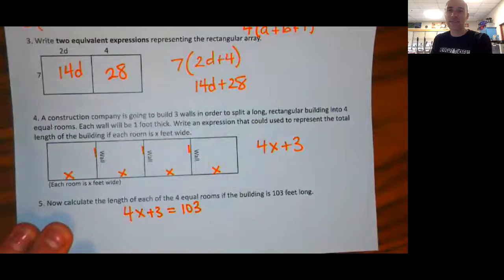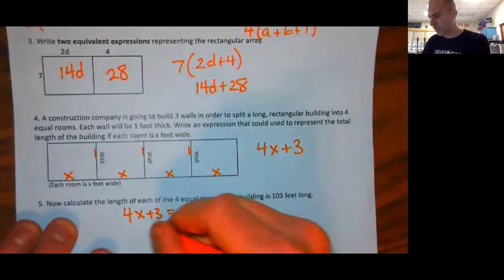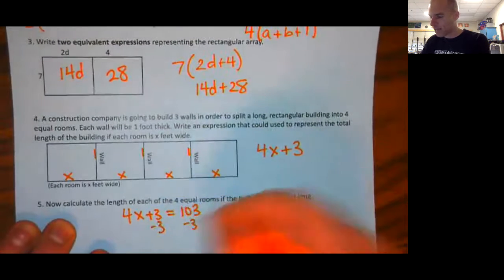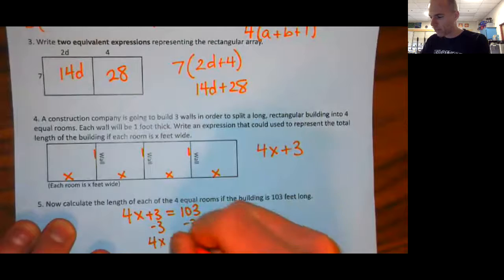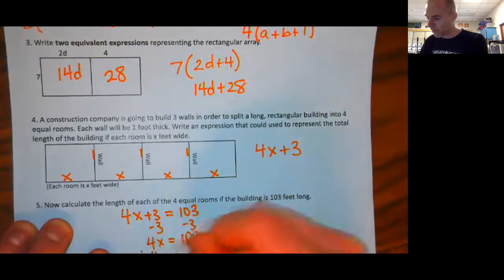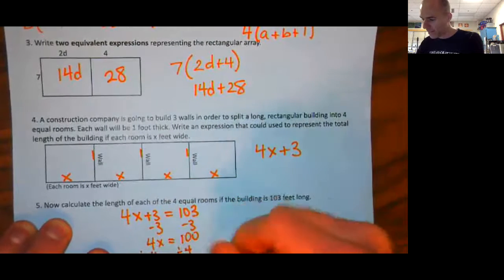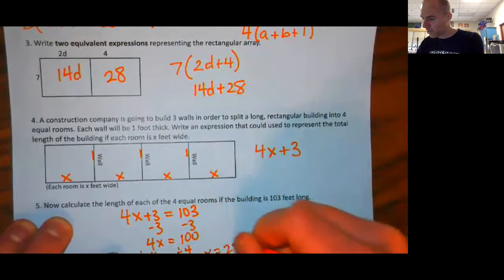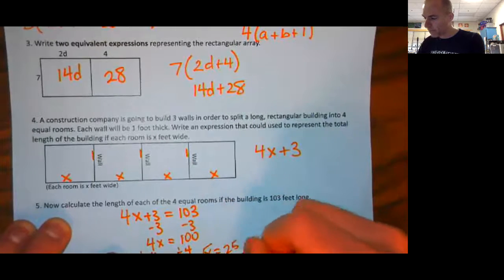But now that we've been practicing it, you should see that you could just subtract 3 from both sides and get 4x equals 100, and divide both sides by 4 and get x equals 25. So each room was 25.